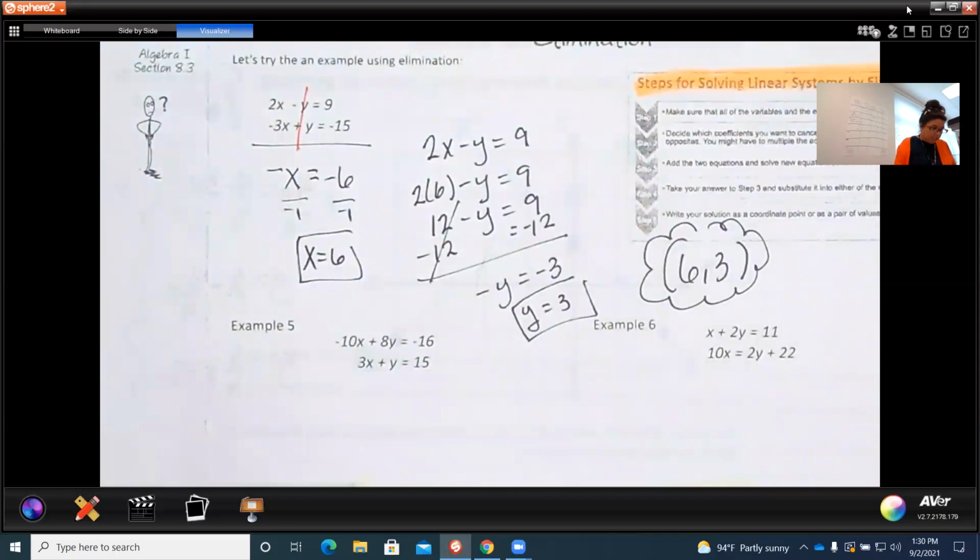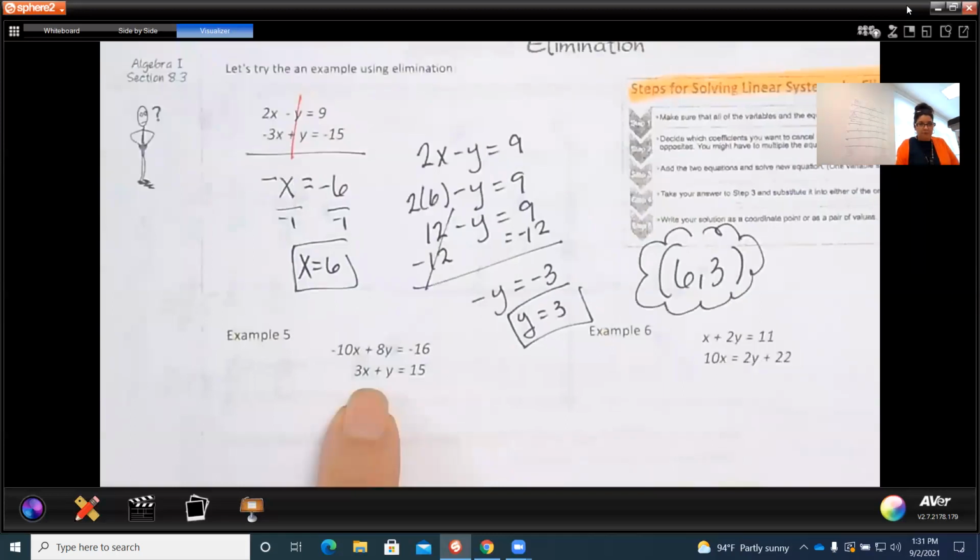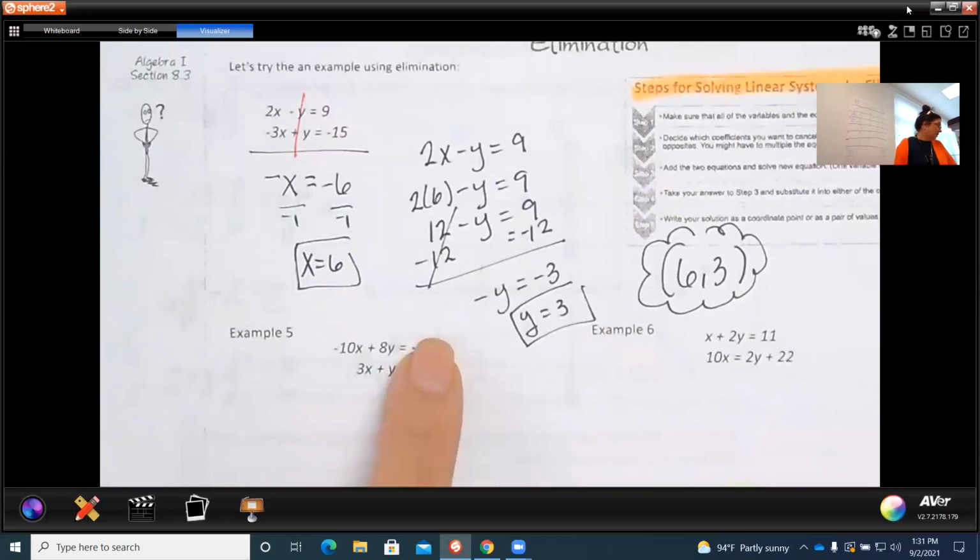Never mind. Look at example 5. Is everything lined up? Like terms are lined up with like terms. Sweet. If it's not, that's okay. You can rearrange an equation to get it to line up. But if everything's already lined up, perfect. So will my x's cancel out? Nope. Will my y's cancel out? Nope. And if your constants cancel, that doesn't help us at all. We need our x's to cancel or our y's to cancel.